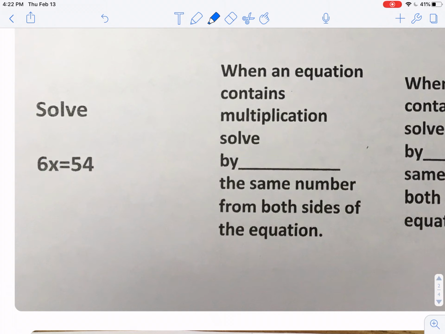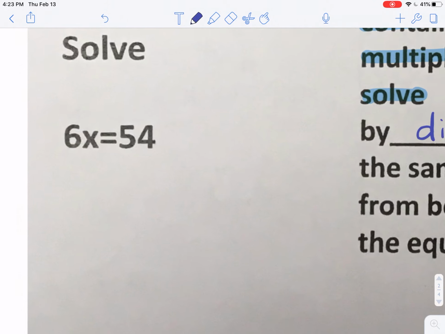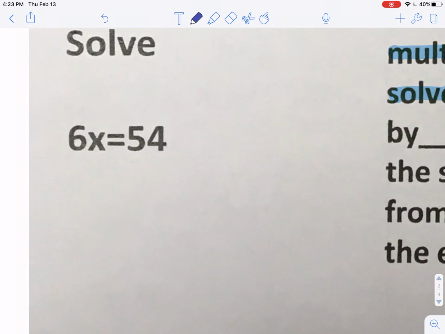So just like we talked about yesterday, we're going to do the inverse operation. So when an equation contains multiplication, like this one does, you're going to solve by dividing the same number from both sides of the equation. We want to get that x all by itself. Right now, the x is being multiplied by 6. So we want to divide by 6. And whatever we do to one side of the equation, we have to do to the other side of the equation.